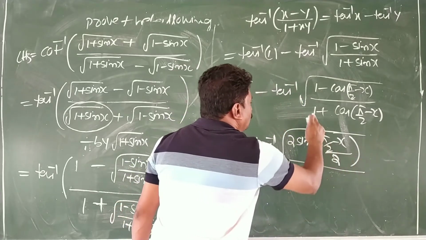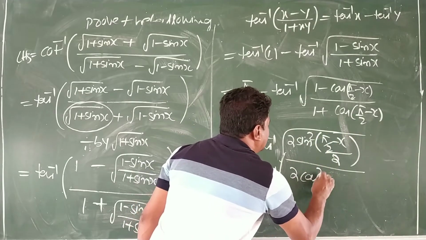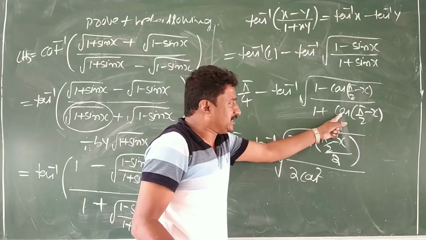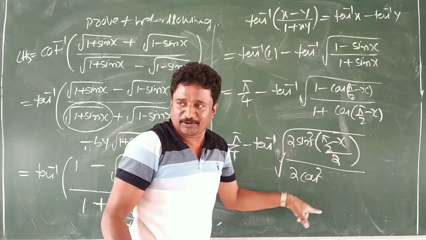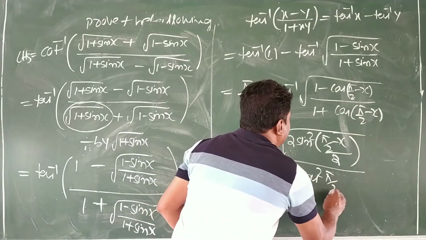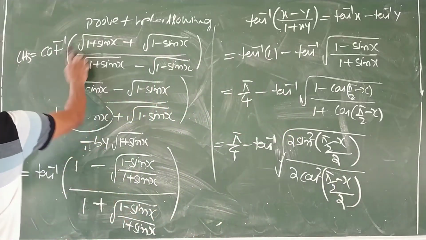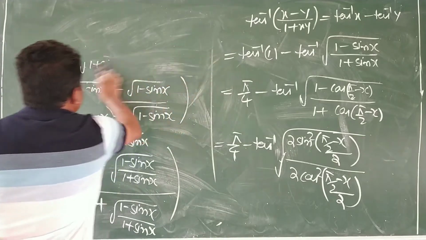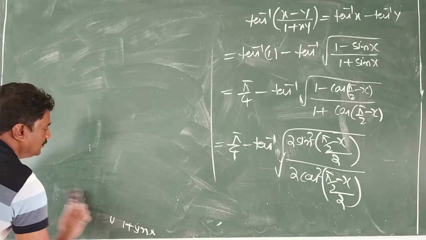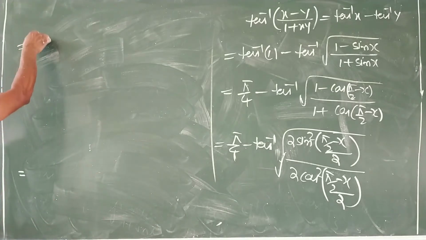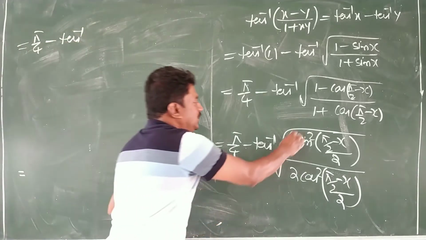So write 1 plus cos theta, 2 cos square theta by 2. I am taking this as theta. Theta by 2 means the whole divided by 2, that is (pi by 2 minus x) whole divided by 2. Carefully solve, students. Carefully solve. So write that. Now pi by 4 minus tan inverse. So the 2 gets cancelled.